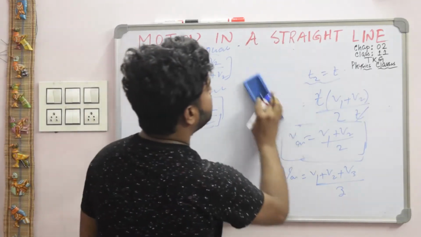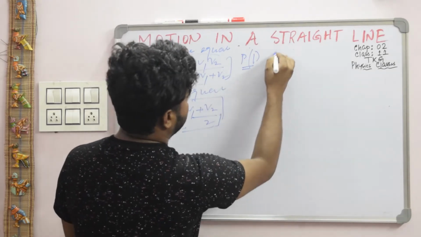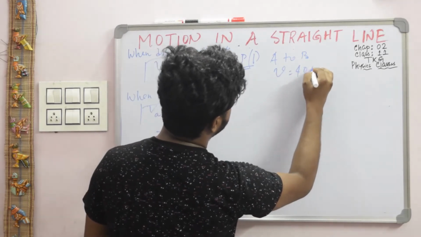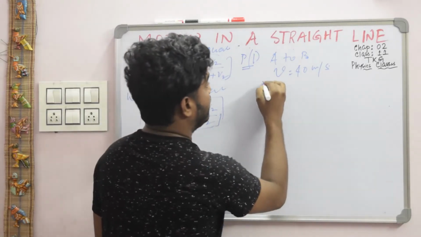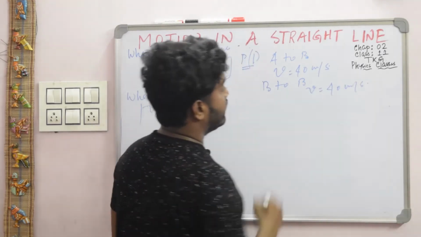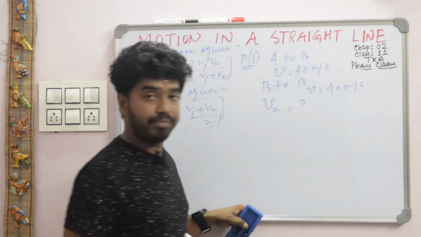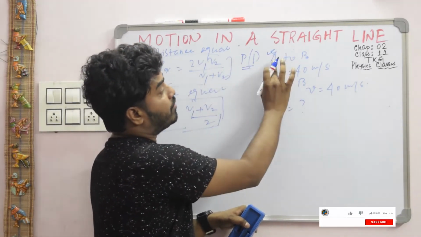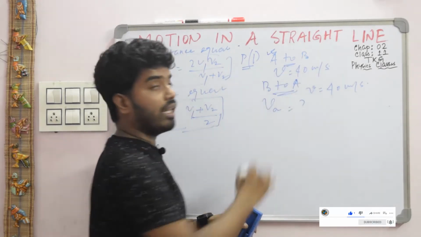Okay. Now suppose there is problem number 1. A body traveling from A to B with speed V1, that is 40 meter per second, and the body returns back from B to A with speed V2 is equal to 60 meter per second, and you have to calculate the average speed for the entire trip. So you know the formula. When distance is equal, you check: body traveling A to B and returning back, B to A, so this part is equal.